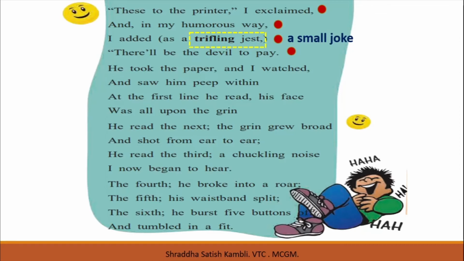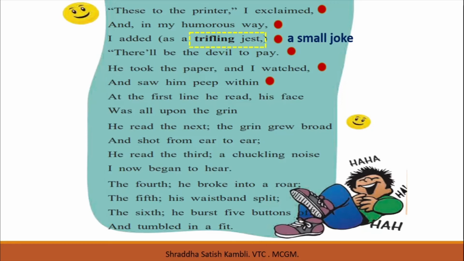People are going to be very amused reading this. Now look at what the servant does. He took the paper and I watched and saw him peep within. So see, this is a paper. Now the paper is a two-dimensional figure. You can peep into things which are three-dimensional, which has got a height. You can peep into a vessel, you can peep into a drum, but you cannot peep into a paper.